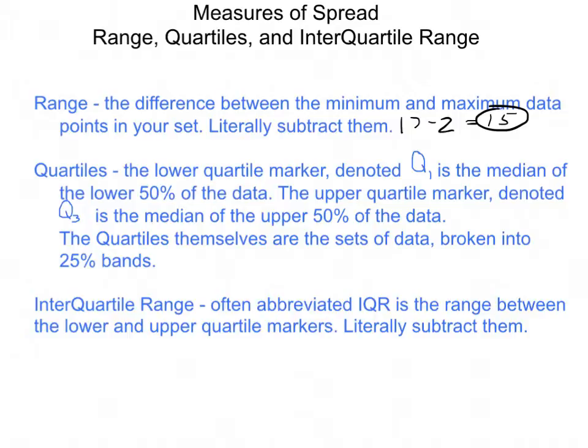The next vocabulary term is quartiles. The lower quartile marker, which is denoted Q1, is the median of the lower 50% of the data. The upper quartile marker, which is called Q3, is the median of the upper 50% of the data.